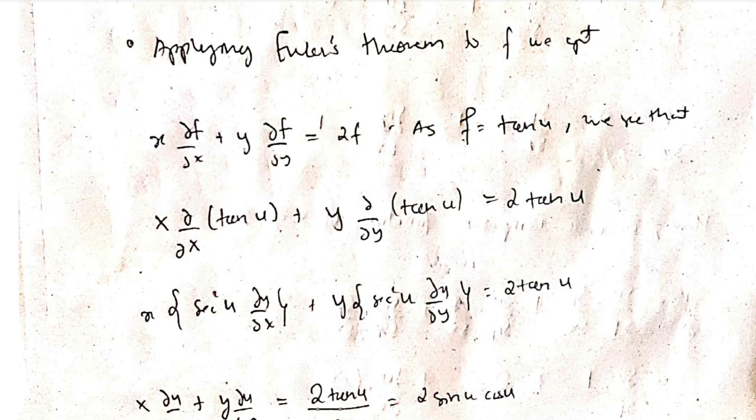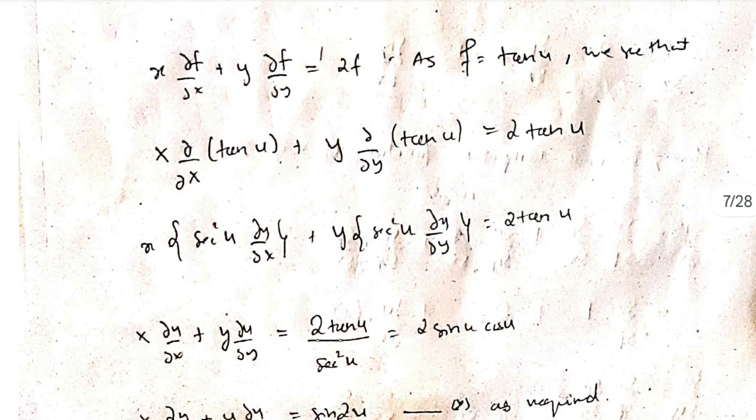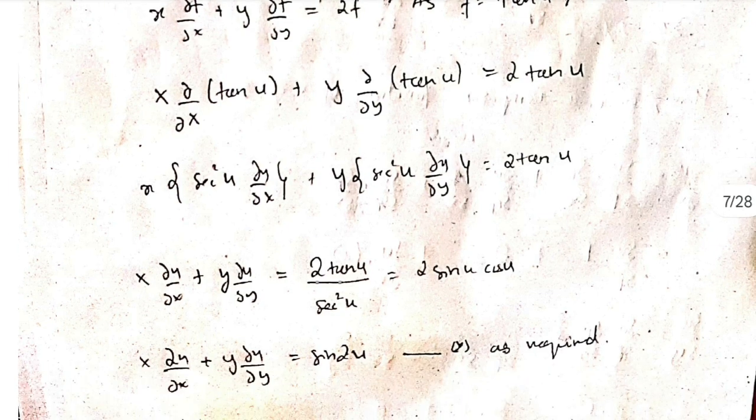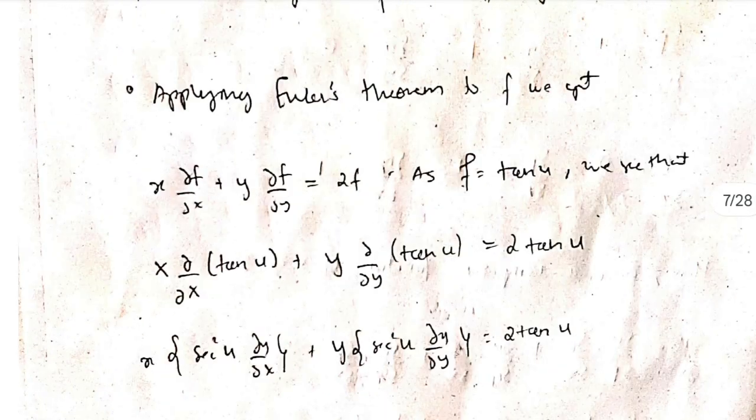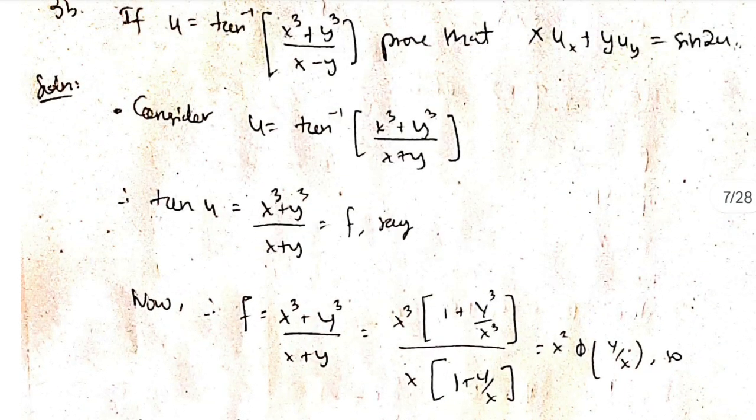2f means 2 tan inverse of u. Okay, so you'll just do that partial differentiation. What is the differentiation of tan u? It will be sec square u and del u by del x, and here also the same thing, but it's del u by del y. And how do you find del u by del x? What is the u value? The u value is this one, right?